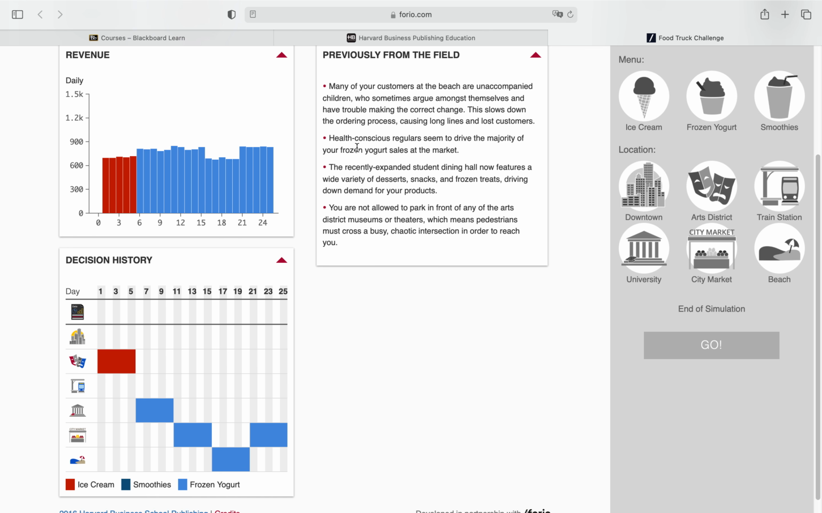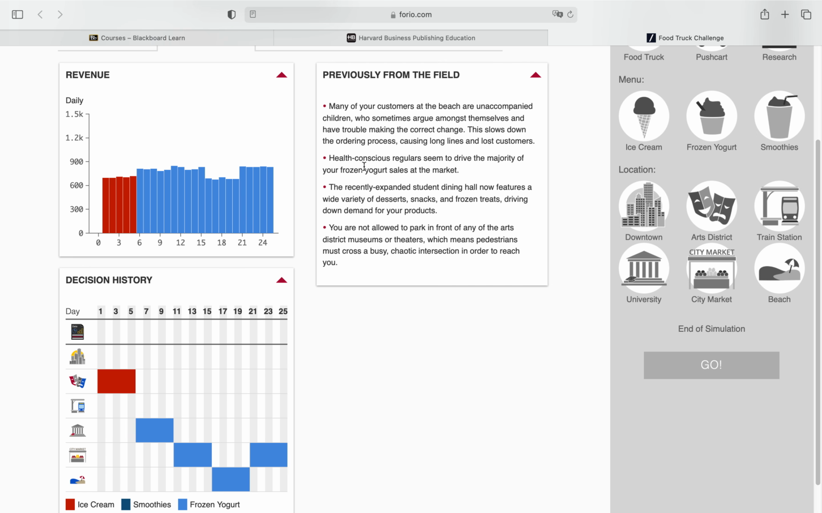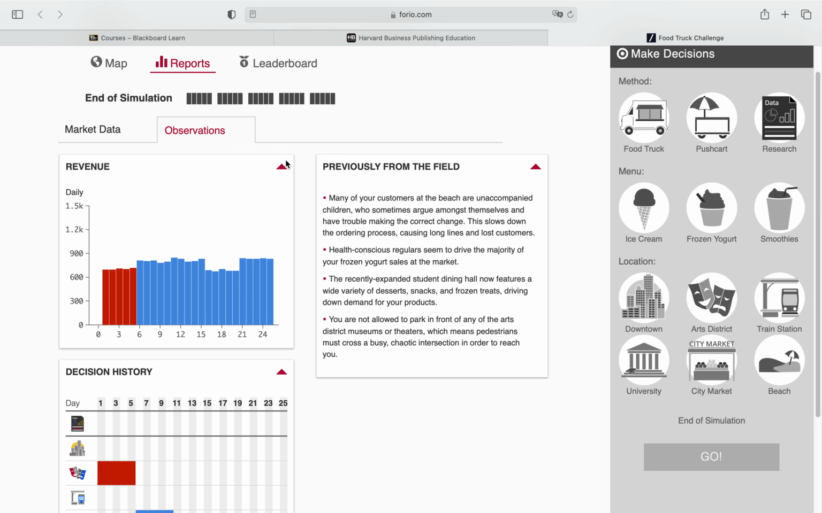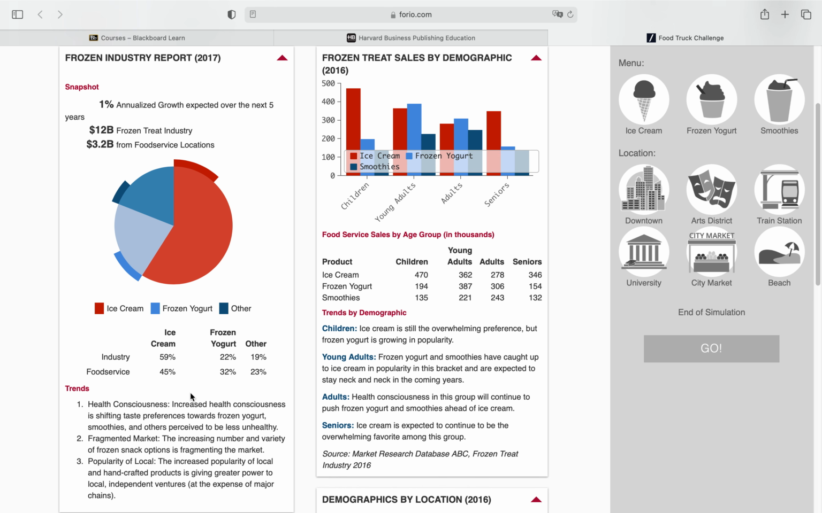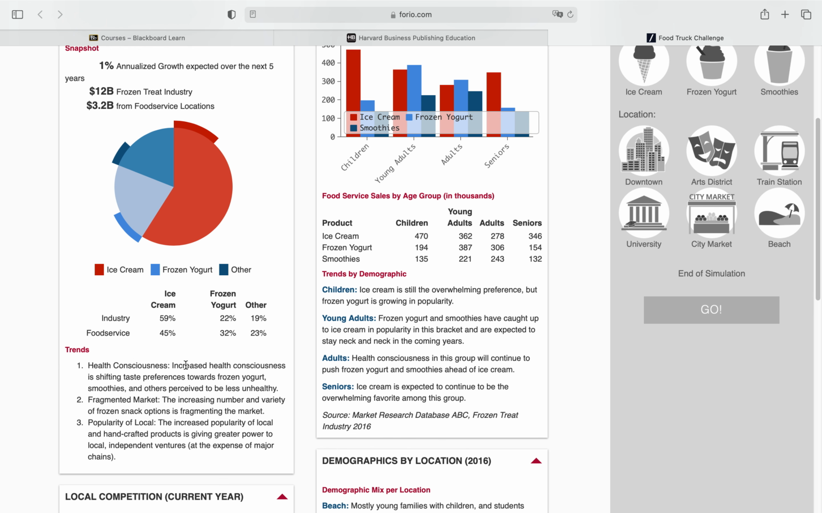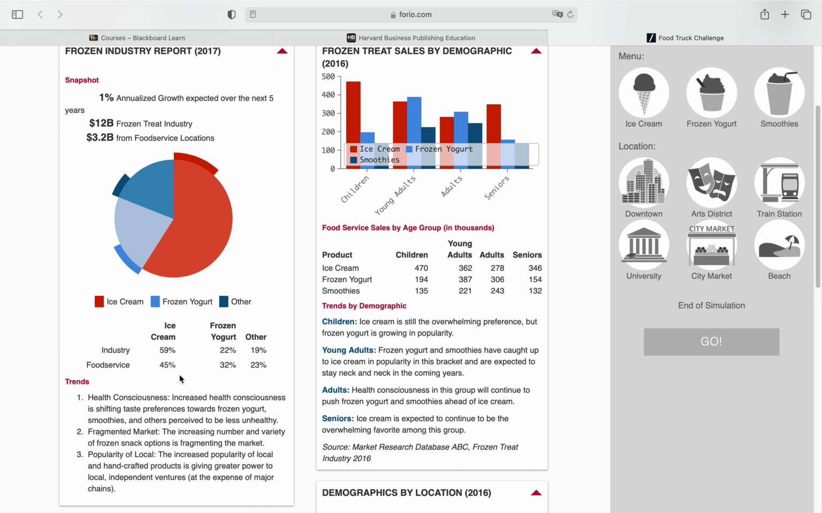The information I got from the notification is that health-conscious regulars seem to drive the majority of the frozen yogurt sales at the market. I just felt like I made the right decision, because the majority of the young adults and adults that come through City Market match those preferences. Also, as you can see, the overall frozen industry report shows frozen treats in food services are increasing, and health consciousness is a big trend. So I felt like choosing frozen yogurt instead of ice cream was the right choice.